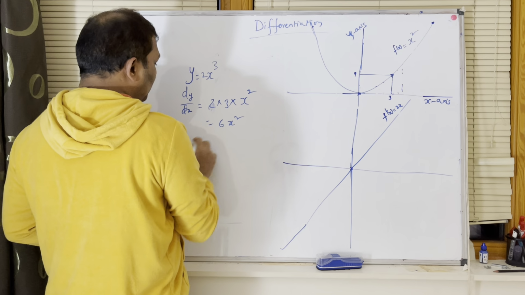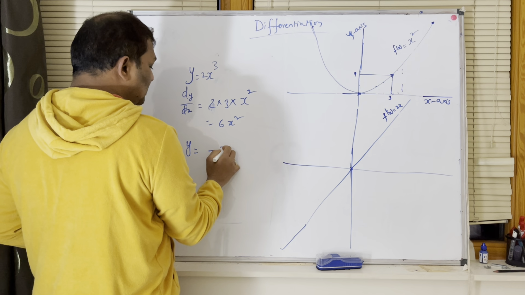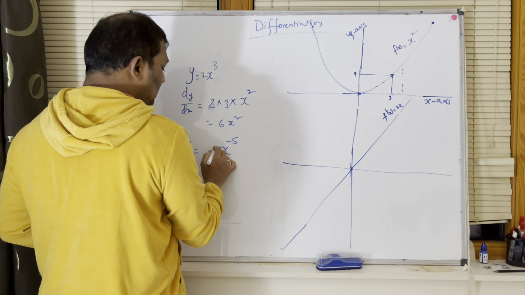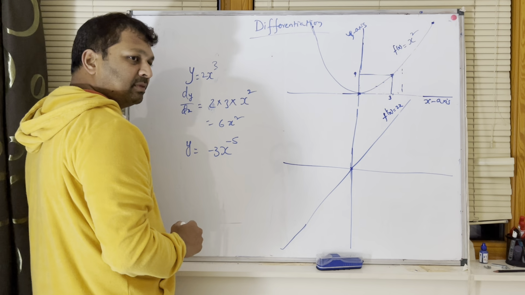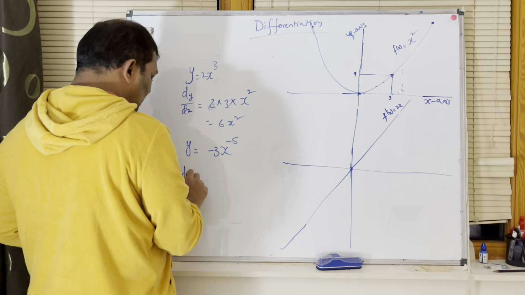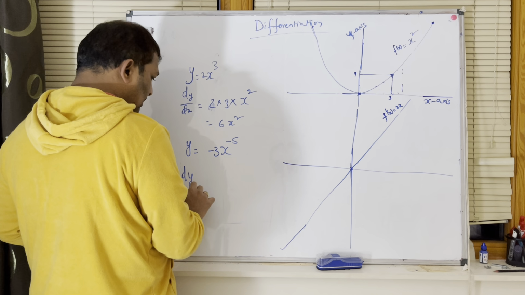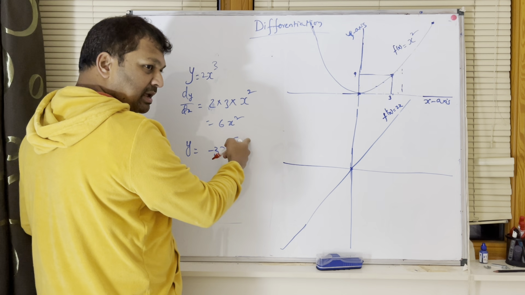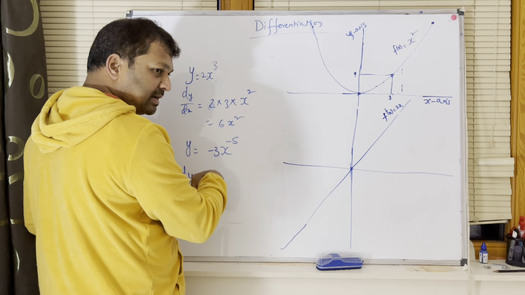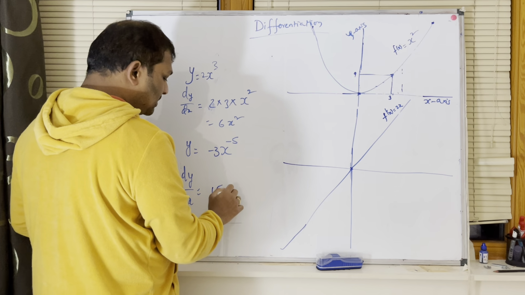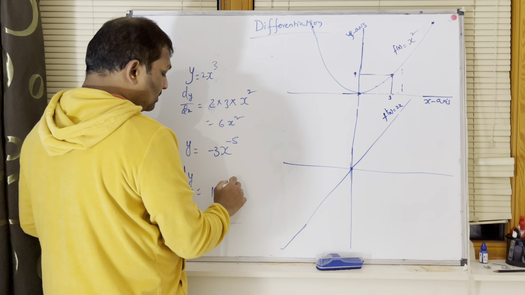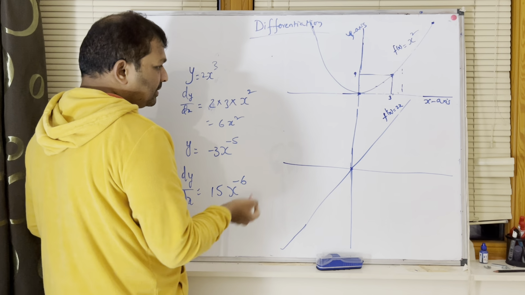6x squared. Now y is equal to minus 3x to the power of minus 5. I'll also put a coefficient here. Let's do it together. dy by dx is 15x to the power of, 5 times 3 is 15, minus 5 minus 1 gives minus 6. Isn't it? Yes, 15x to the power of minus 6.